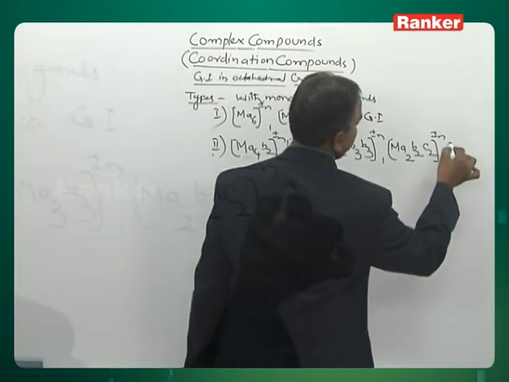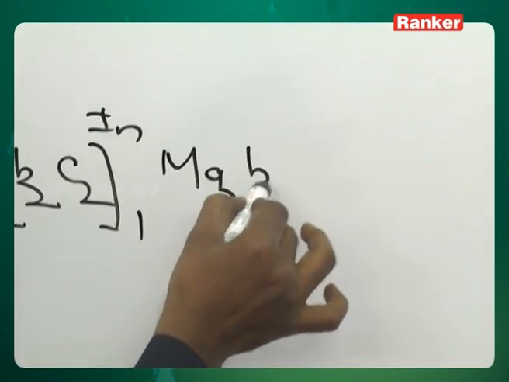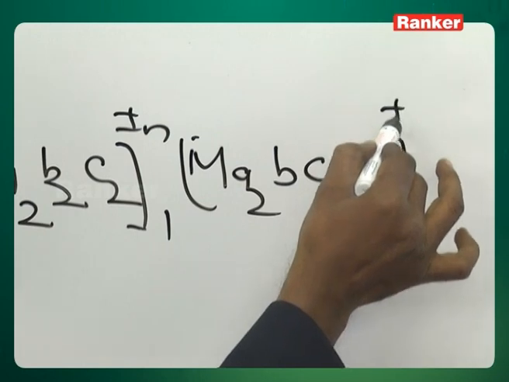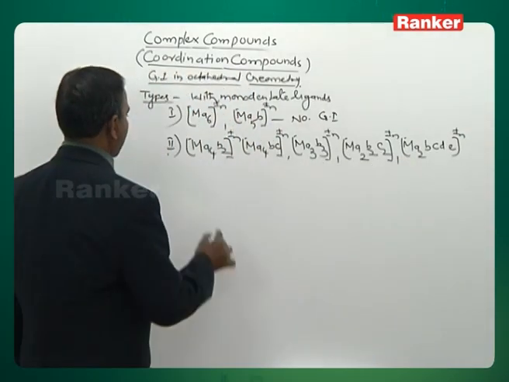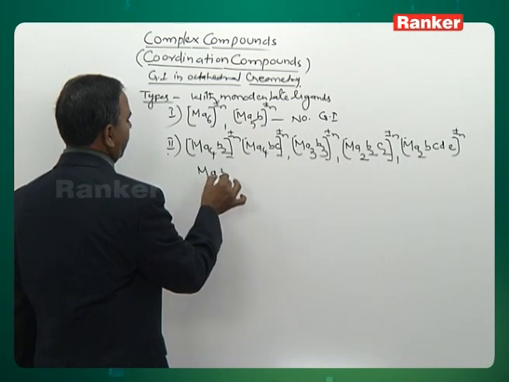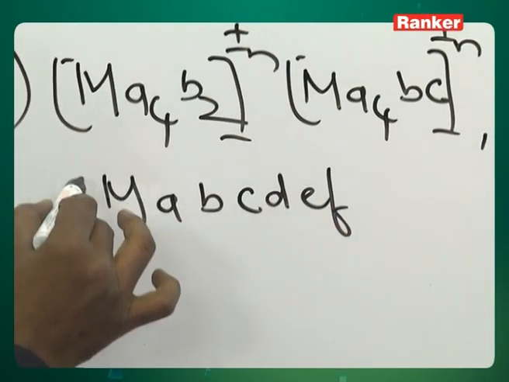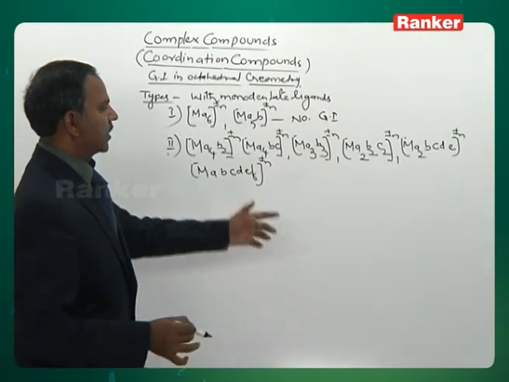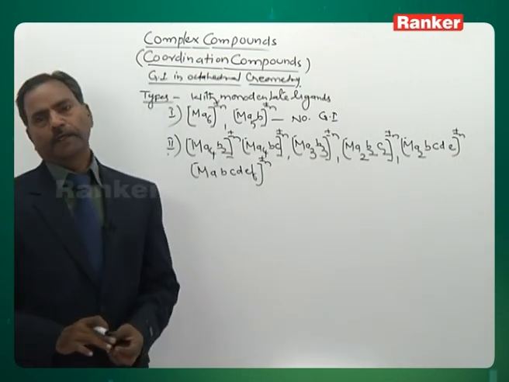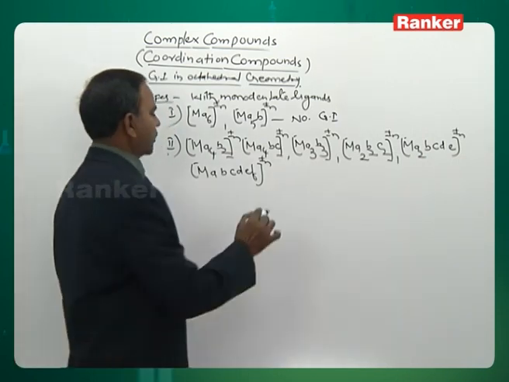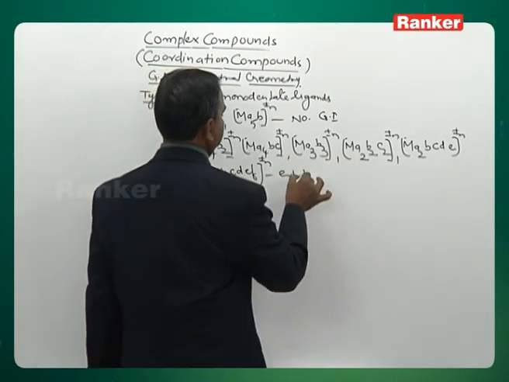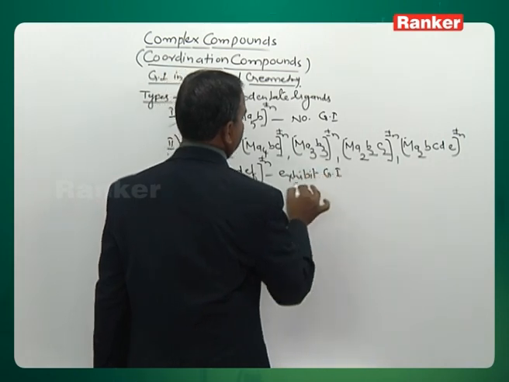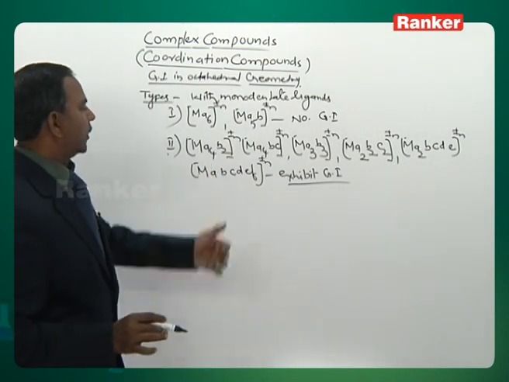Next, you can also take MA2BCDE plus or minus n. Next, MABCDEF, so all the 6 ligands are different from each other. All these complexes, all these models exhibit geometrical isomerism. Let us see one by one all these different types.